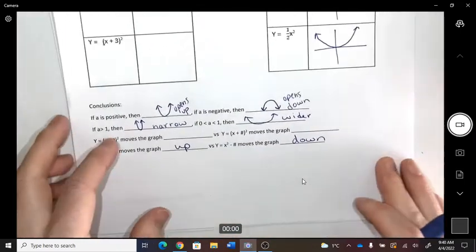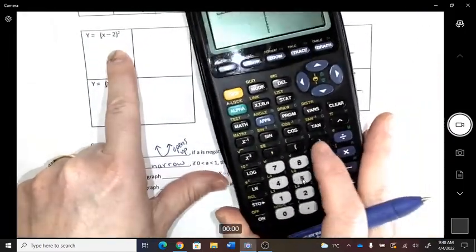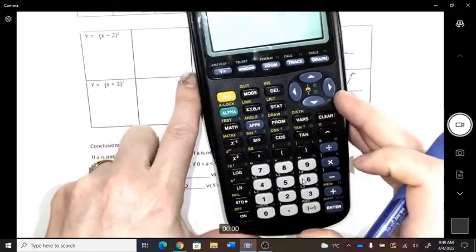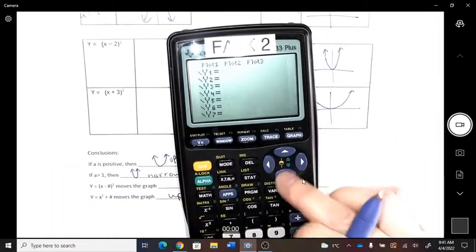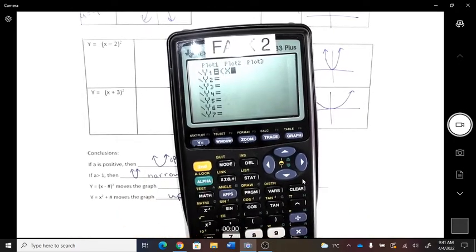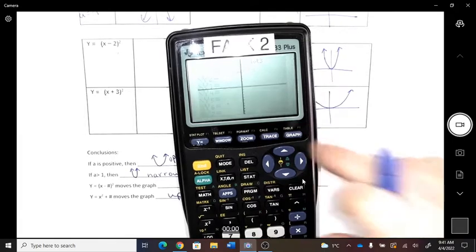Okay, last section here. Now I have to have brackets. So y equals, and clear it out, bracket x subtract 2 squared. Okay, you have to have brackets on this. Everyone got their brackets in the right spots? X minus 2 is in brackets squared. Graph.